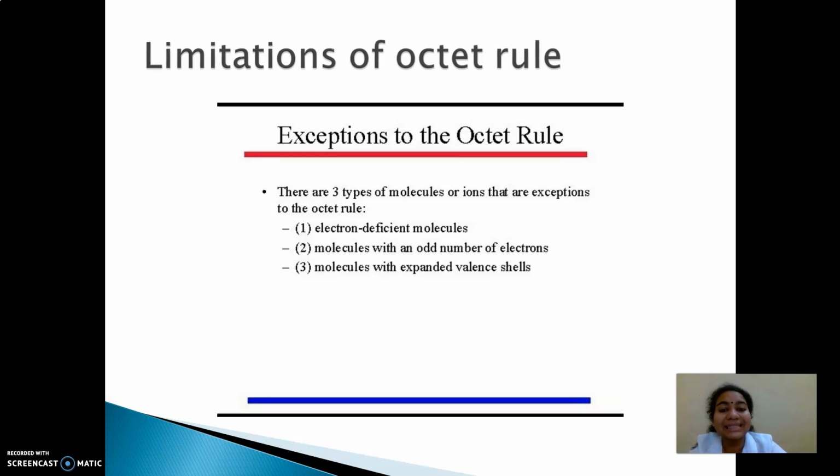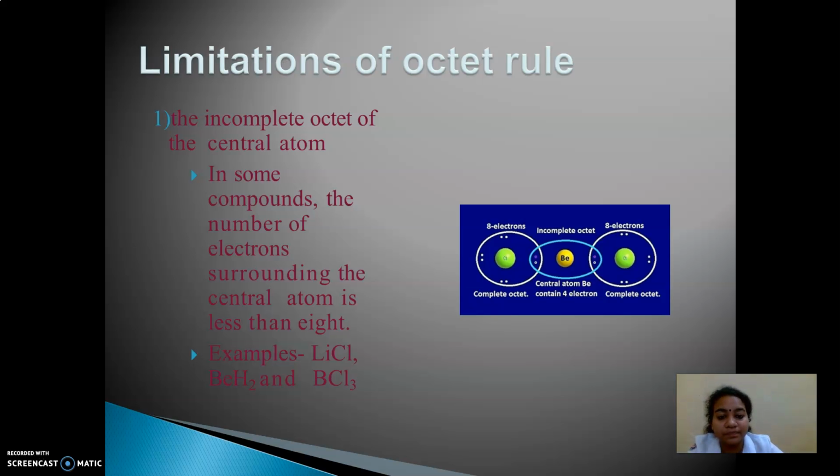So there are mainly three types of exceptional cases. The first one is the electron deficient molecule. The second one is the molecule with an odd number of electrons. The third one is molecules with expanded valence shell. Let's see one by one.